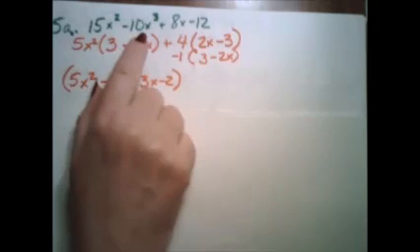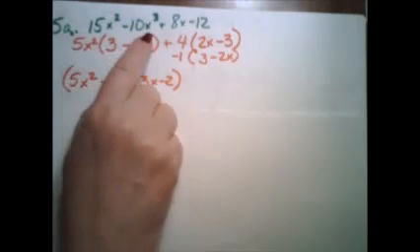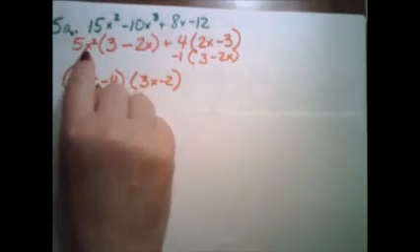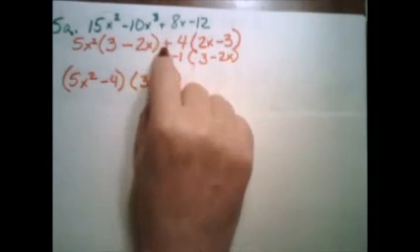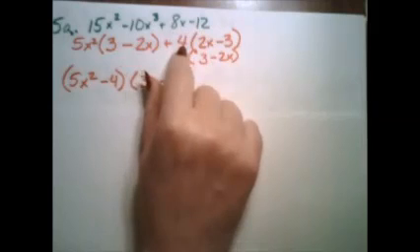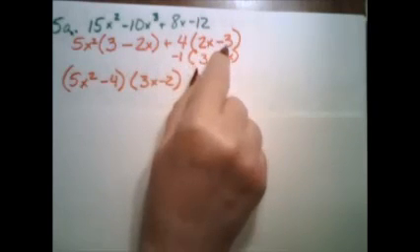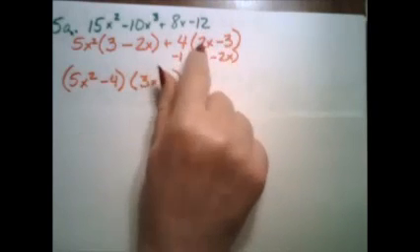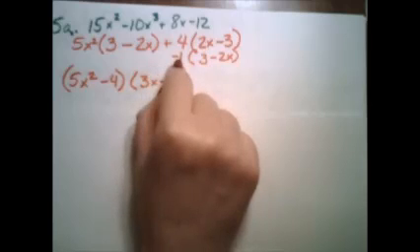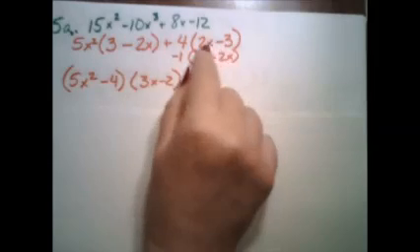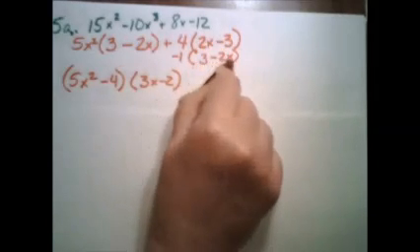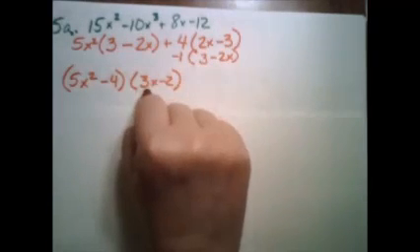So with our first problem, I took out a 5x squared from both of them, and I ended up with 3 minus 2x. I brought down my plus sign, and from here I pulled out a 4, and I got 2x minus 3. This is the one I'm going to multiply by -1, which makes this a -4, and it switches these around to 3 minus 2x, which is what I wanted here.